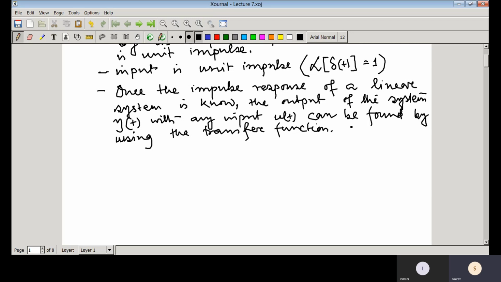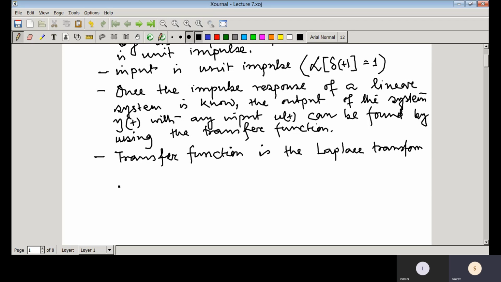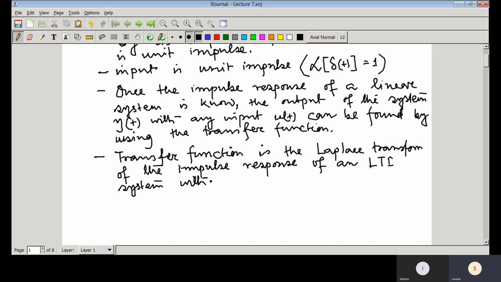So then let us define what is transfer function. Transfer function is the Laplace transform of the impulse response of an LTI system with zero initial condition. That is very important, with zero initial condition.